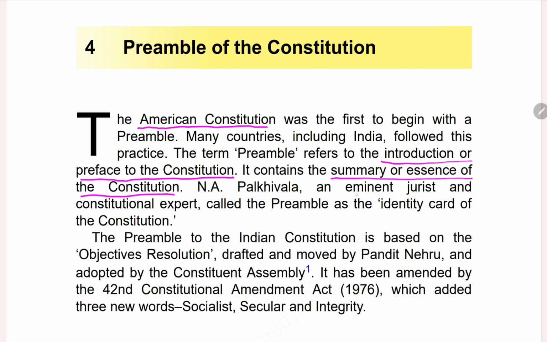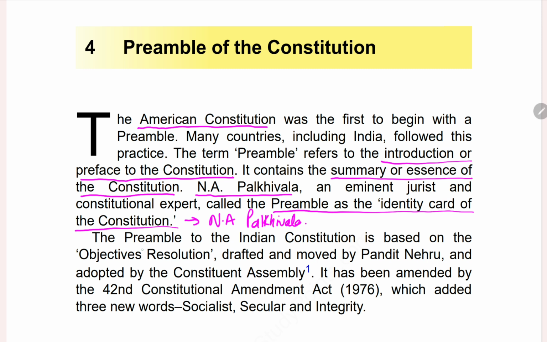N. A. Palkhiwala, an eminent jurist and constitutional expert, called the preamble the identity card of the Constitution.